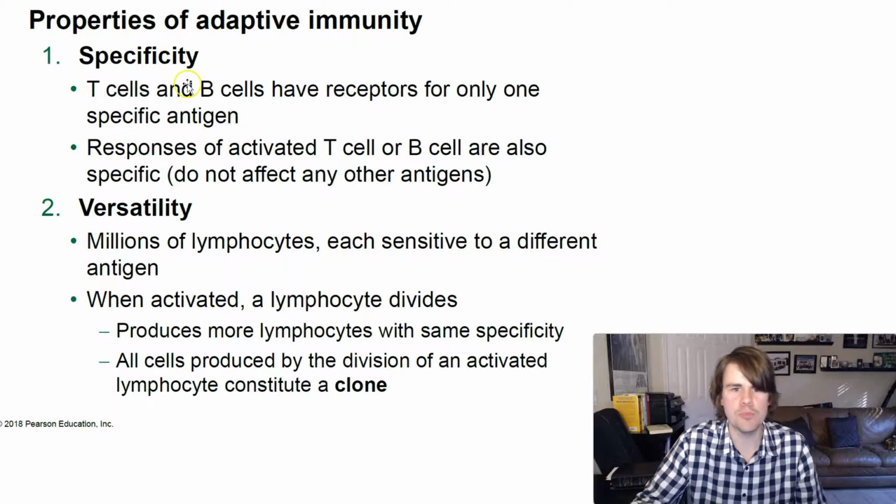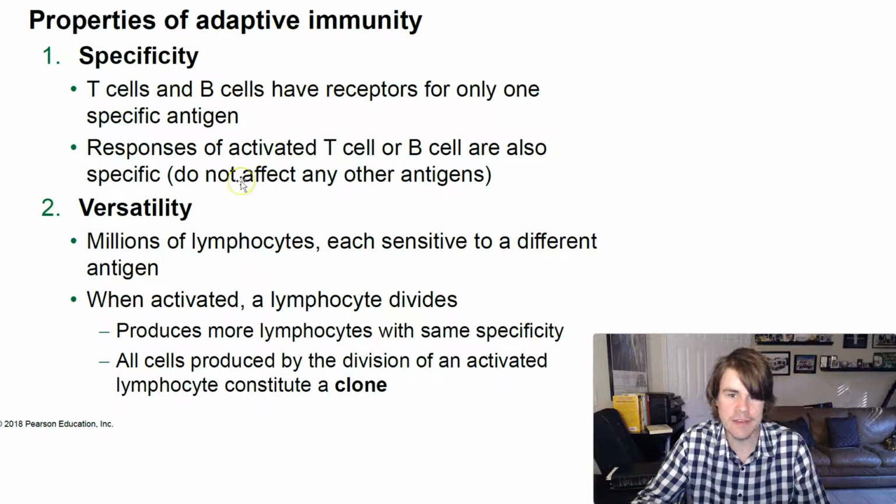COVID-19. Okay, so properties of the adaptive immune system. First off, specificity. T cells and B cells have receptors for only one specific type of antigen. So responses of activated T or B cells are also specific. So they know exactly what they're targeting.